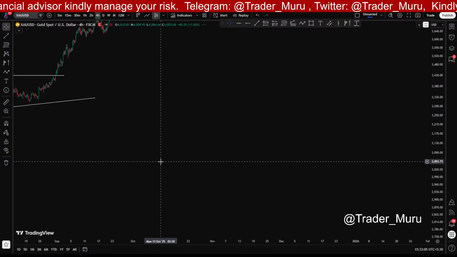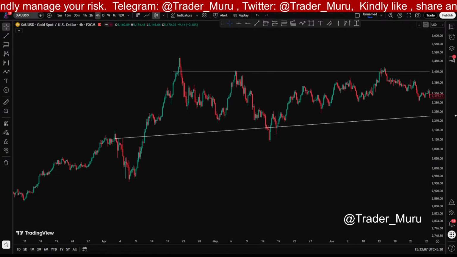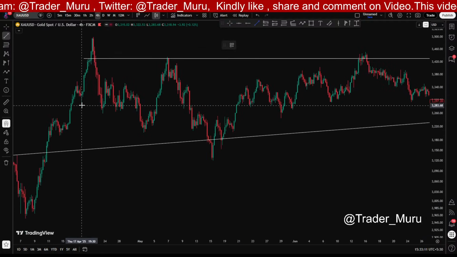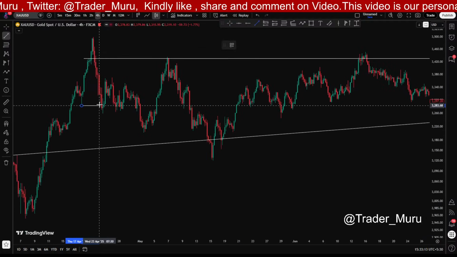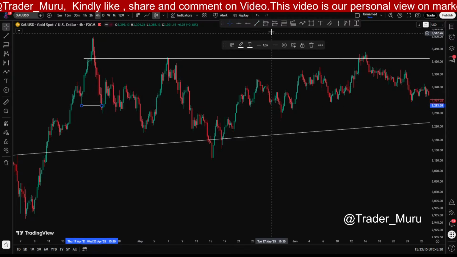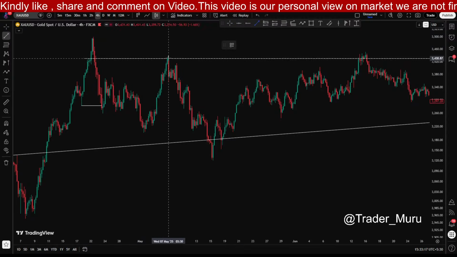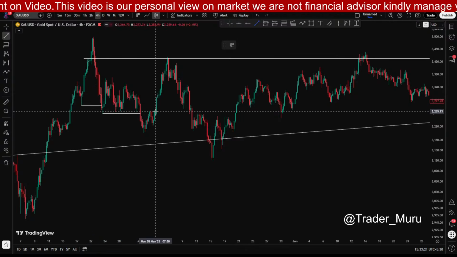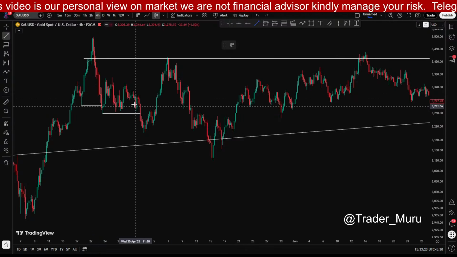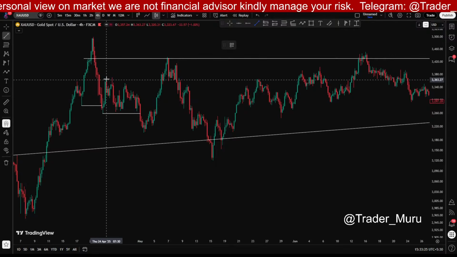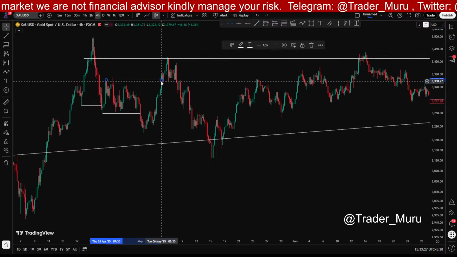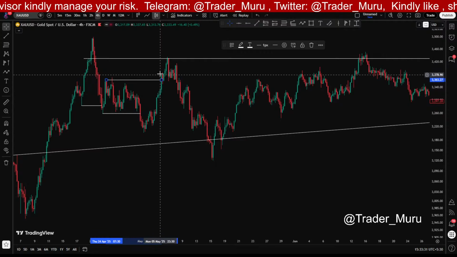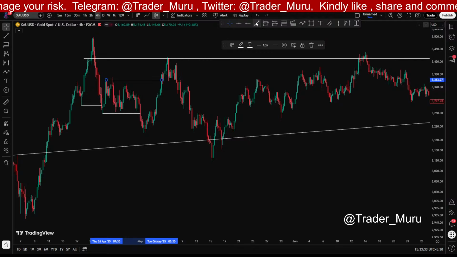Just look at this. This is your change of character. This trade was good. This is your breakout structure. Then what happened here? It dropped below. Again, take out the liquidity. Now it is a change of character in 4-hour time frame, but it again dropped below that low.